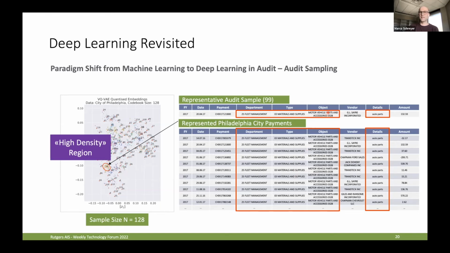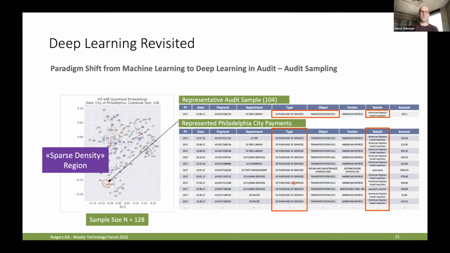So we see there's a very good similarity between the one that was proposed to be investigated and all the others. The same holds for sparse density regions, but of course there are also some errors. For example, the sample that was proposed corresponds to American Express travel vouchers, but since this is a very sparse region, it seems there's also at least one payment that corresponds to autoparts. So maybe it would be interesting to increase the sample size in the sparse density region. All right, does this make sense so far?